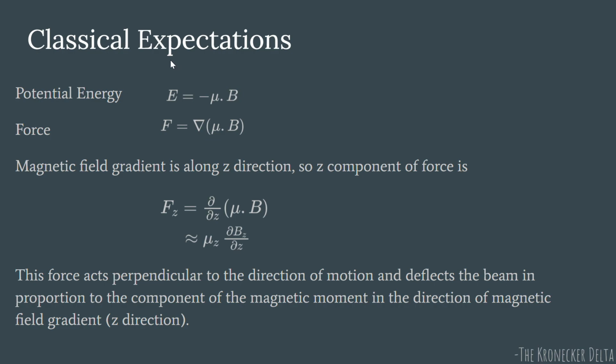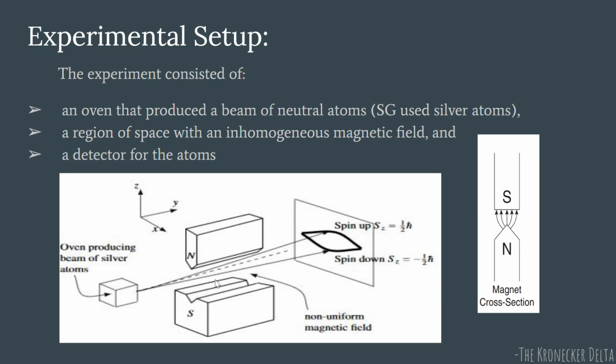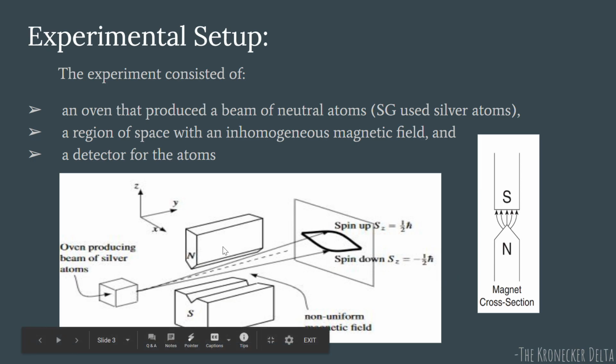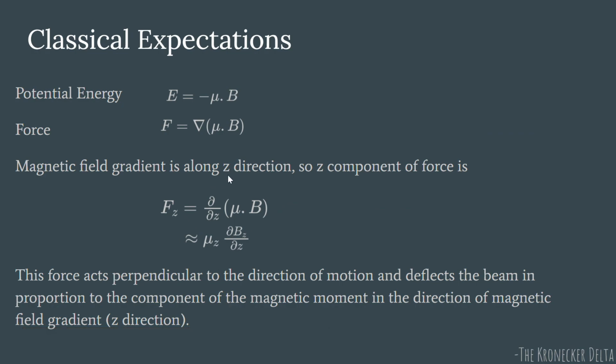We know that force is minus gradient of potential. So we can write force as gradient of mu dot B. Now here, since the magnetic field gradient is set up in the z direction, what we need here is the z component of force. The z component of force is written as, this gradient includes all three directions, we write only the z direction, del by del z of mu dot B, which can be written as mu z del Bz by del z. Here we are assuming that mu z has no change. You apply the product rule here: mu z del Bz by del z plus Bz del mu z by del z. So you see that we assume that there is no change in the magnetic moment along the z direction.